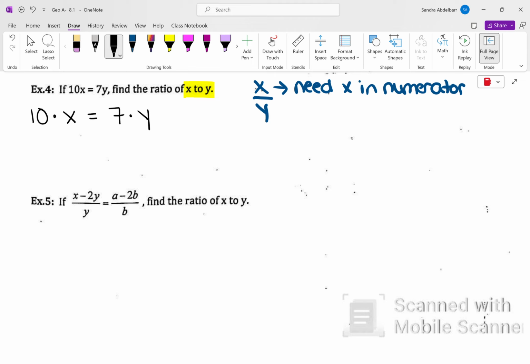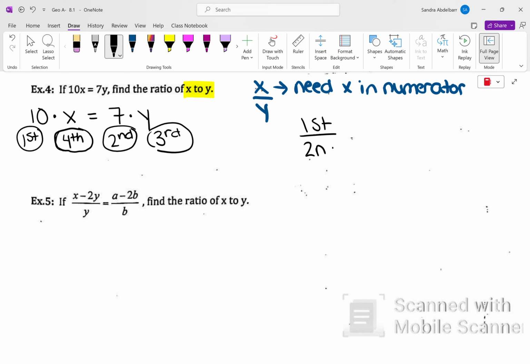I'm going to show you two different ways to do this. All right, first way. Since this is the cross multiplication, I'm going to put it back into a proportion. So I'm going to say, okay, well, I know my first is multiplied with the fourth, and the second term is multiplied with the third term, right? Isn't that what happens when you cross multiply? The first and the fourth get multiplied together, and the second and the third get multiplied together. And then we know it's always the first over the second equals the third over the fourth.